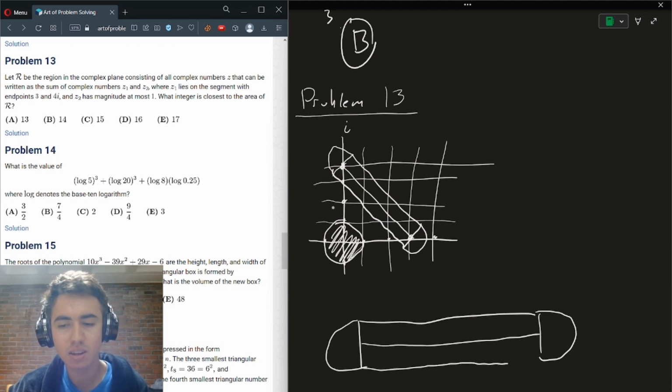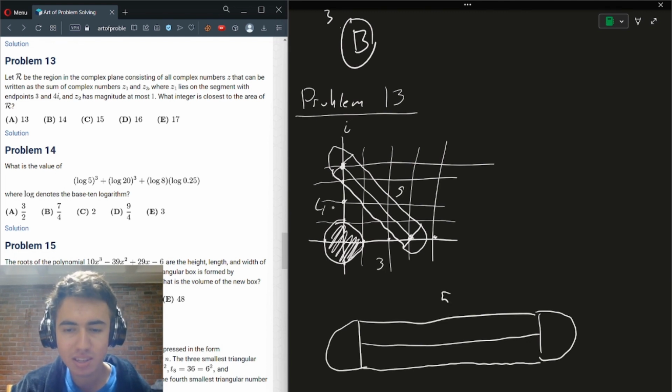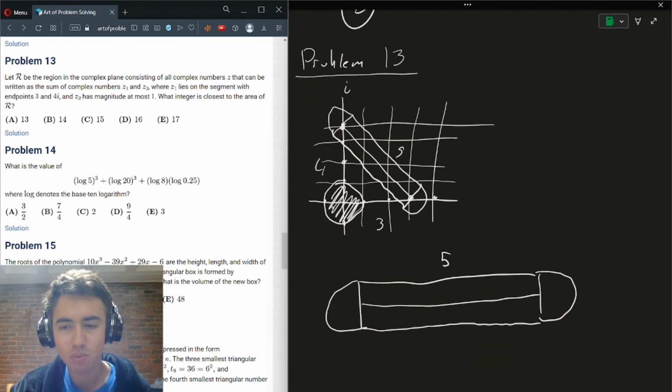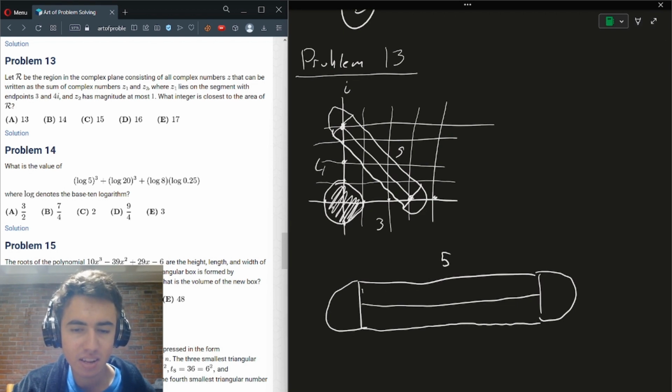First off, we have the length right here is from 3 to 4i, right? Well, we know this is a 3, 4, 5 triangle, so we know this length is 5. Now, what is this width? Well, we know it can be a radius 1 from either side, since we're adding z2, which has magnitude at most 1. So we can say here that there's 1 and 1.